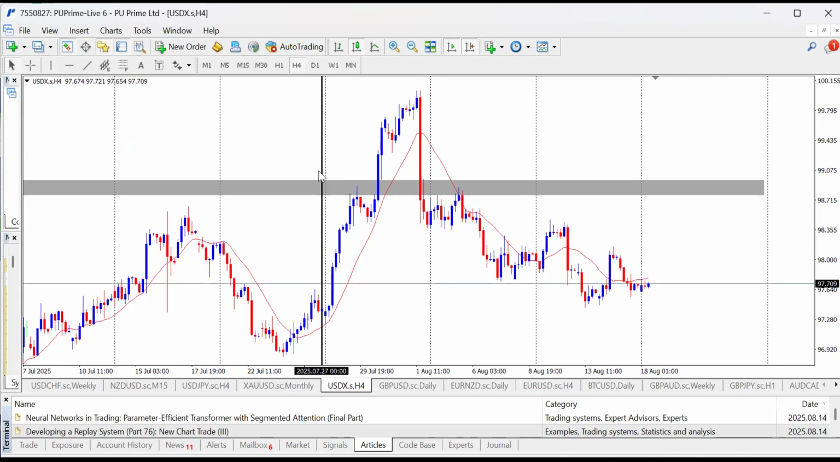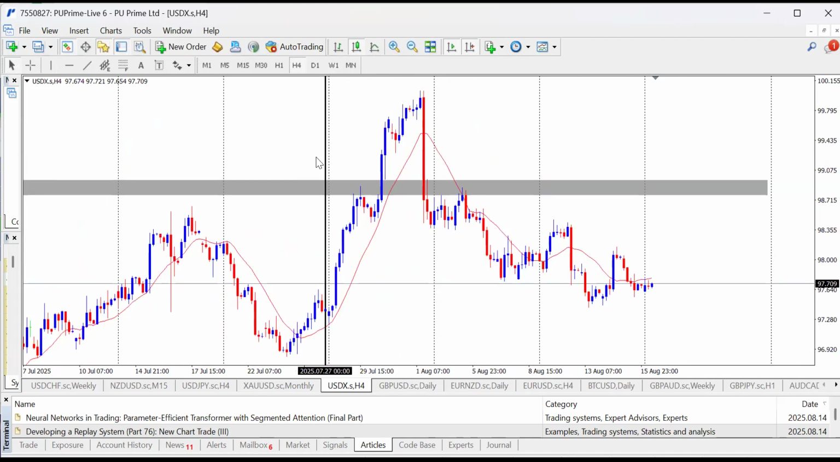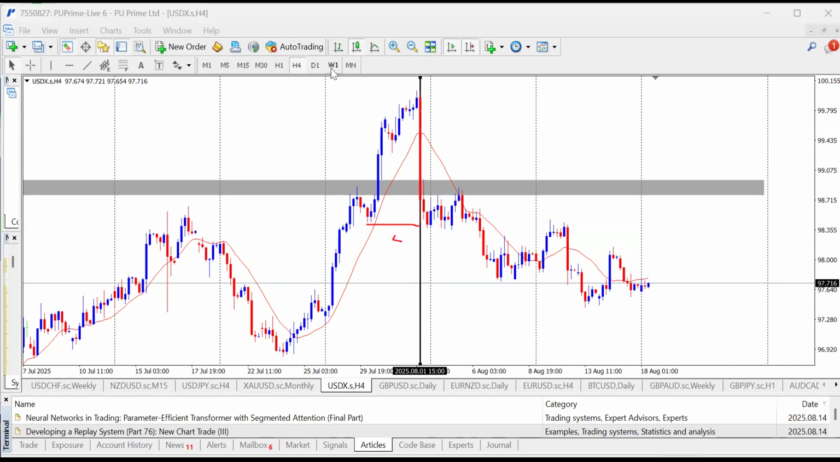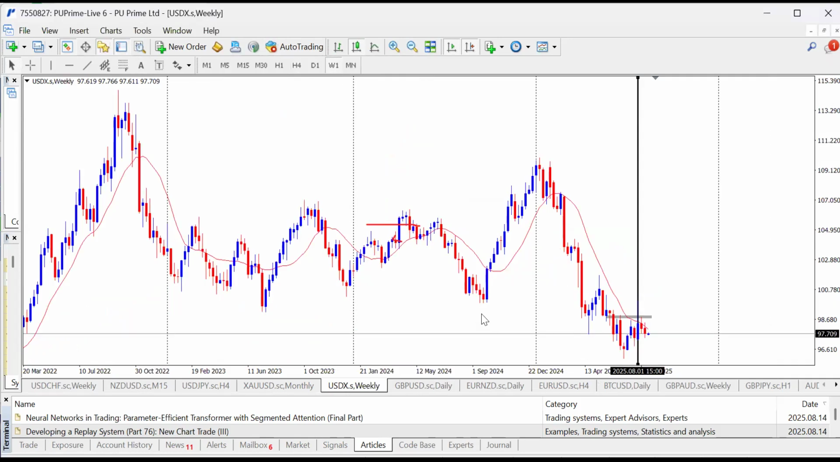So this rejection that comes in here on 4 hours time frame has shown us that we've broken a low here. So the bias is bearish, right? So for dollar, the bias is bearish at this point. And where is it going to stop? Let's go back to weekly, the nearest fair support level.